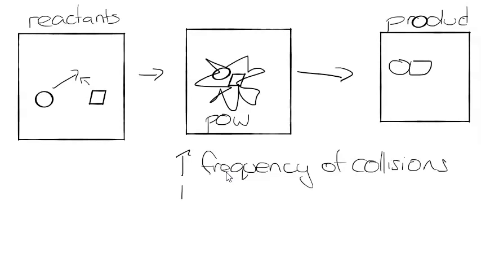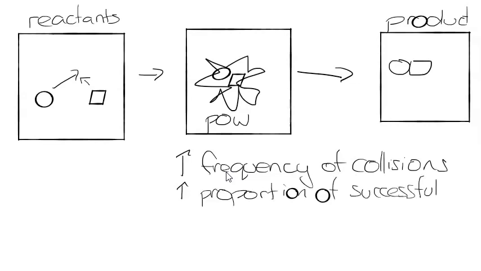The other thing is that we can increase the proportion of successful collisions. What that means is that when these reactants collide, if they collide really slowly, then they won't have enough energy to turn into products. They would just bounce off each other, you could picture, and they would still be reactants. So the proportion of successful collisions is something that we could increase as well.